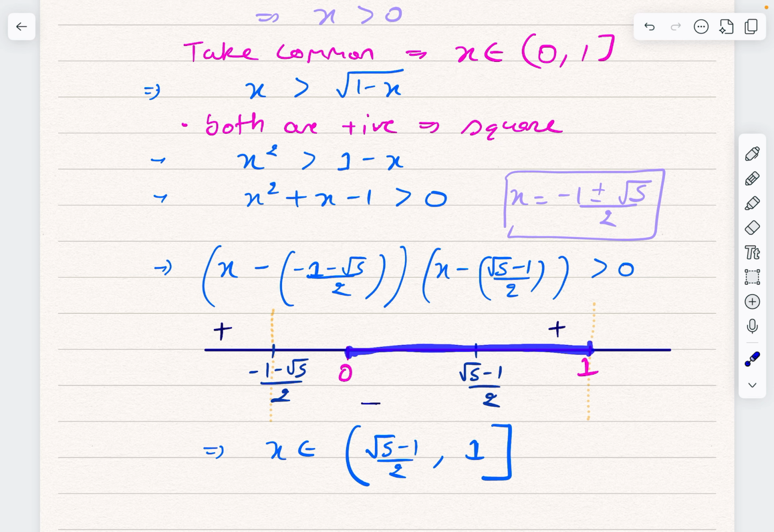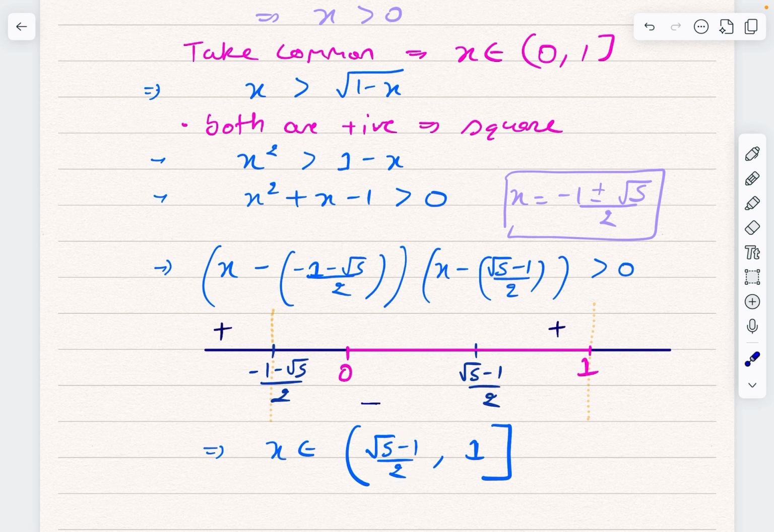That's the pink part. In this pink part, you can see after this root it is positive and before it is negative. So we can take x to be only greater than this, but up to 1. So it will be square root 5 minus 1 by 2 to 1. What bracket to be used here? See, you want strictly greater than 0. So root 5 minus 1 by 2 is a root. If I put that, it will become 0. So it has to be open.